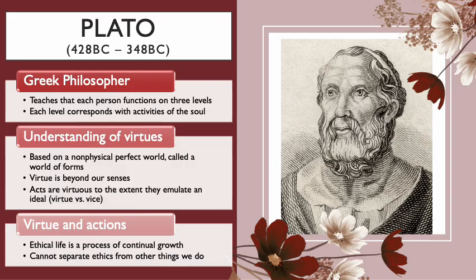And Plato talked about virtues versus vices. His concept was that for each virtue, there was an opposite vice. So every good act had a corresponding opposite act that was not virtuous. Courage and cowardliness would be a really good example of that. And Plato said that the ethical life is a process of continuous growth. So it's a process of character development. And he really emphasized this learning from a mentor that would show you the way of a virtuous life. And Plato also indicated that we couldn't separate ethics from the other things we do, that ethics is ingrained in every action that we do.